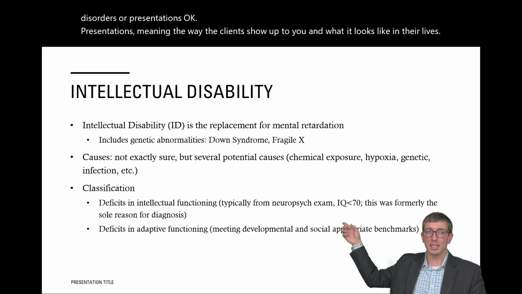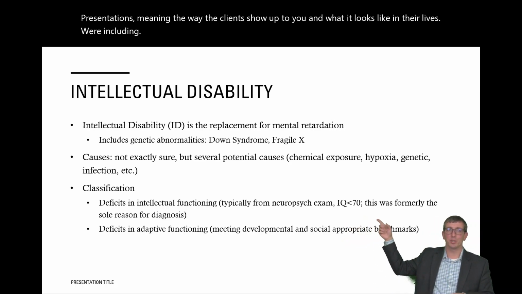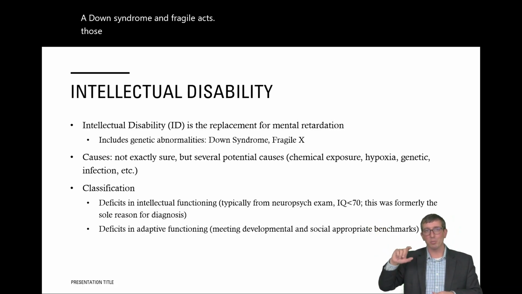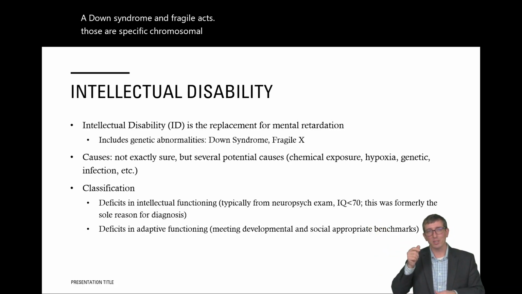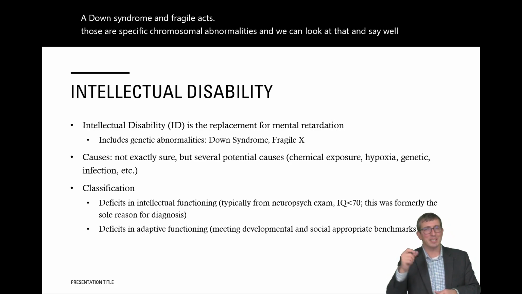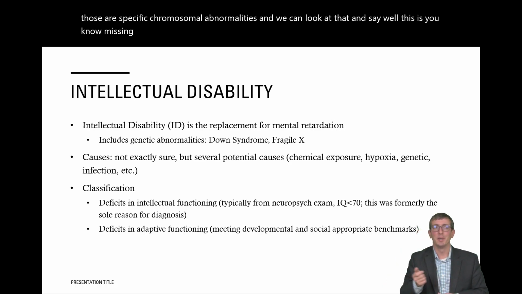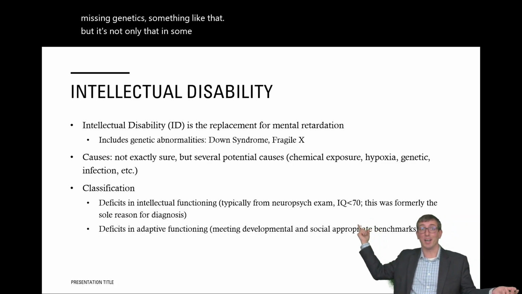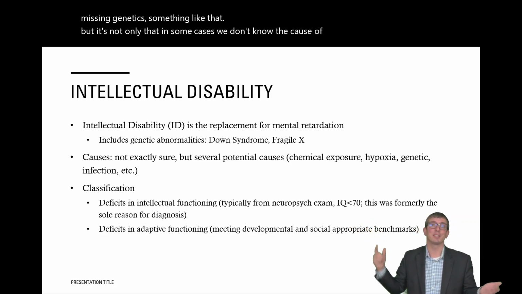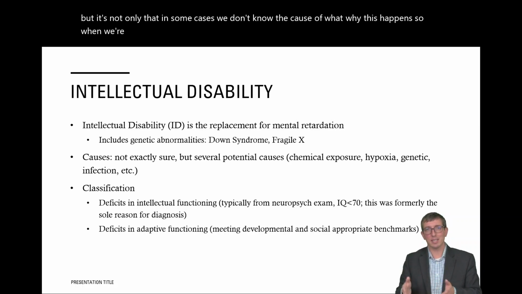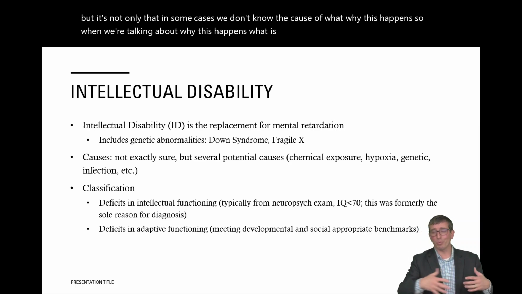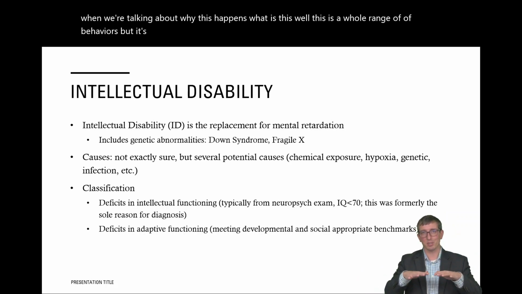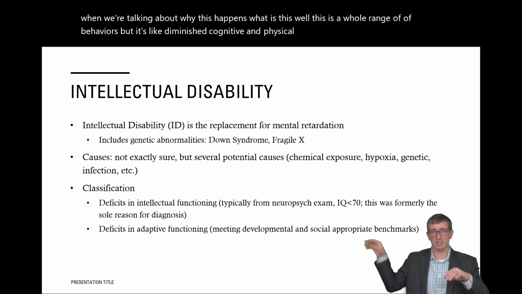We're including Down syndrome and Fragile X. Those are specific chromosomal abnormalities, and we can look at that and say, well, this is missing genetics, something like that. But it's not only that. In some cases, we don't know the cause of why this happens. So when we're talking about why this happens, what is this? Well, this is a whole range of behaviors, but it's like diminished cognitive and physical capacity. Okay, so we'll get more into this in just a second.